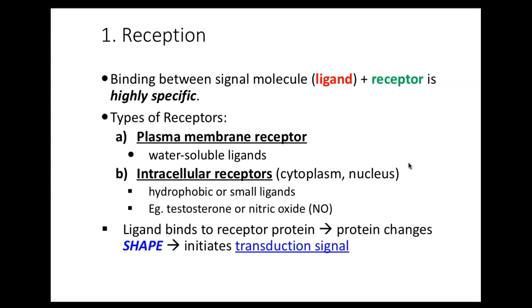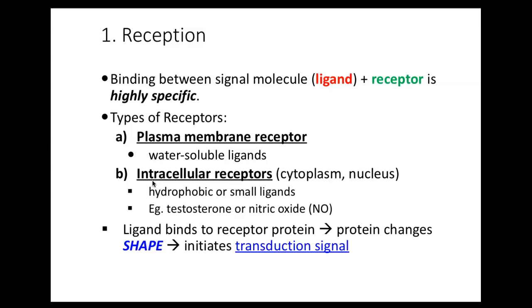All right, so let's talk a little bit about the reception part of this. I just went ahead and copy and pasted this onto your paper so that you didn't have to write. Like I said, the binding or the fit between the signal molecule and the receptor is actually highly specific. We have two types of receptors. We have receptors that are embedded within the plasma membrane. Those are going to bind your hydrophilic or water-soluble ligands, like insulin. And then we also have intracellular receptors. Intra means inside, cellular, the cell. So we have receptors that are actually inside the cell.